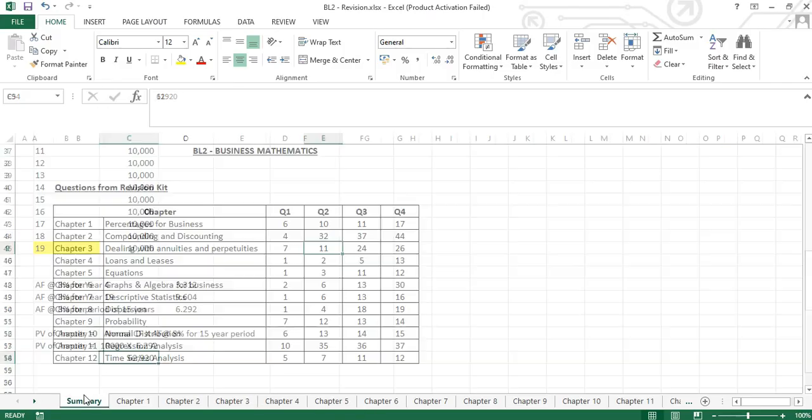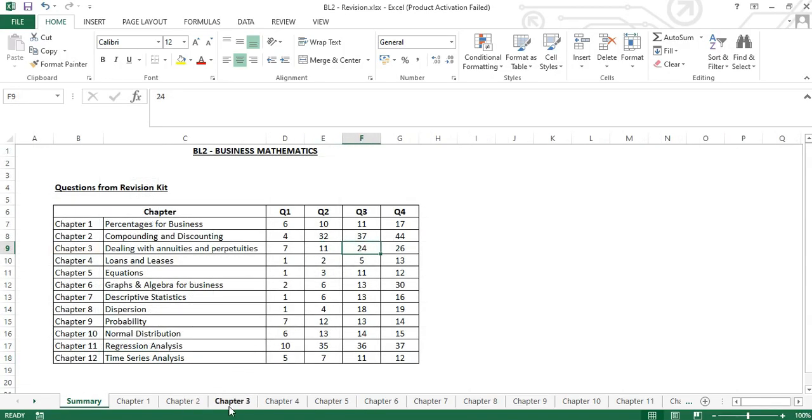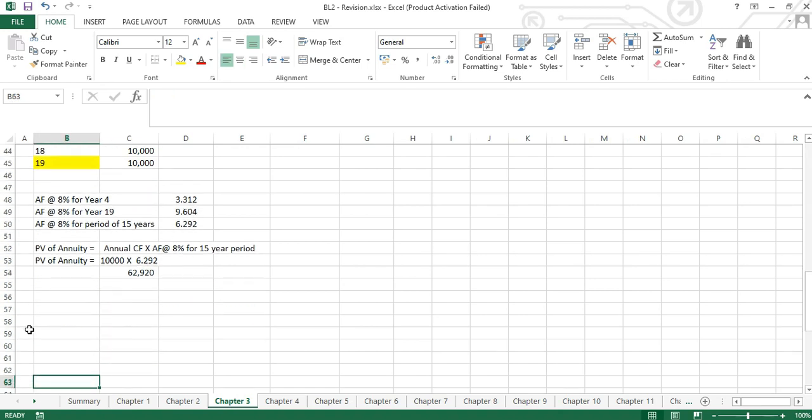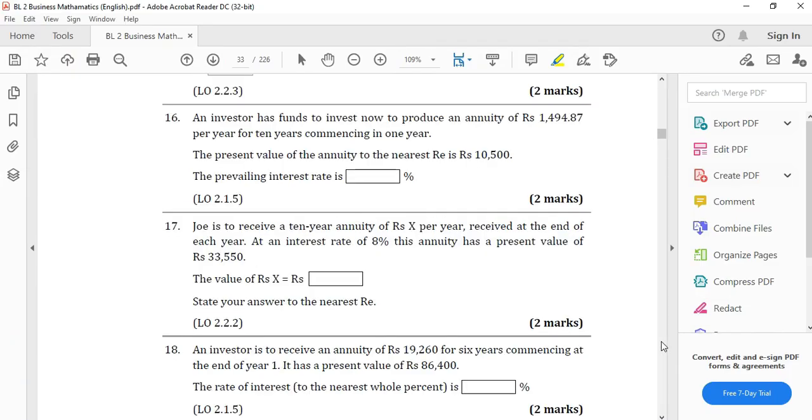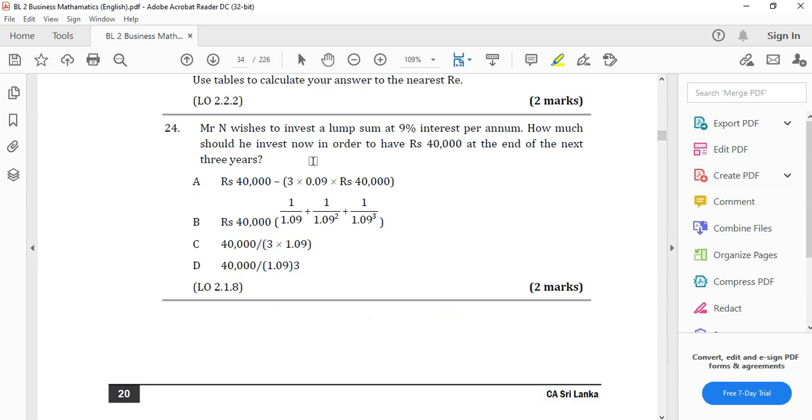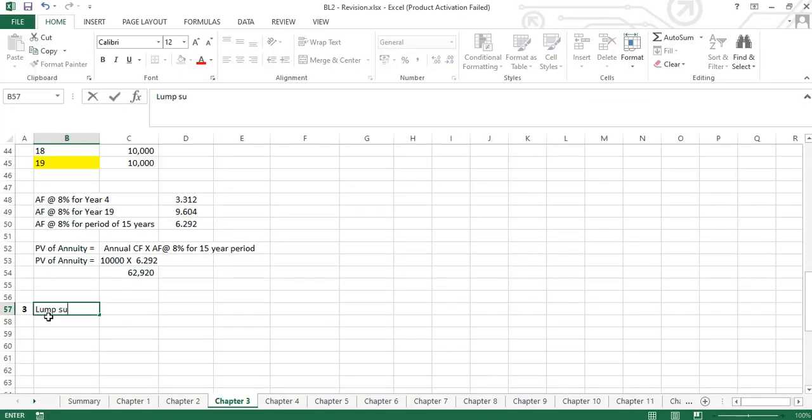Alright, next question, question 24. Mr. N wishes to invest a lump sum at 9% interest per annum. How much should he invest now in order to have 40,000 rupees at the end of the next 3 years? So this is a lump sum payment related present value question.